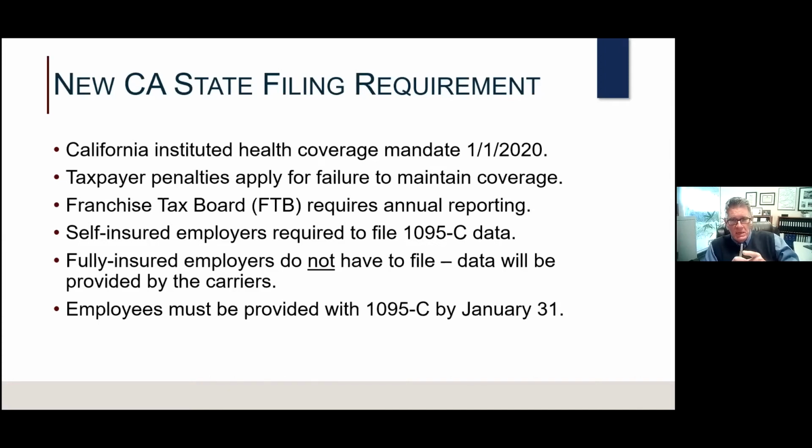We know that the IRS has extended the deadline to provide 1095-Cs to employees to March this year. The general deadline is always January 31st, but they've always extended that, and they did again this year. However, if you look at the filing instructions from the Franchise Tax Board, they say that employees must be provided with their forms by January 31st. So even though the federal deadline is March, you need to be aware that the state deadline to get those forms out is January. So you want to get all that stuff done before the end of this month.